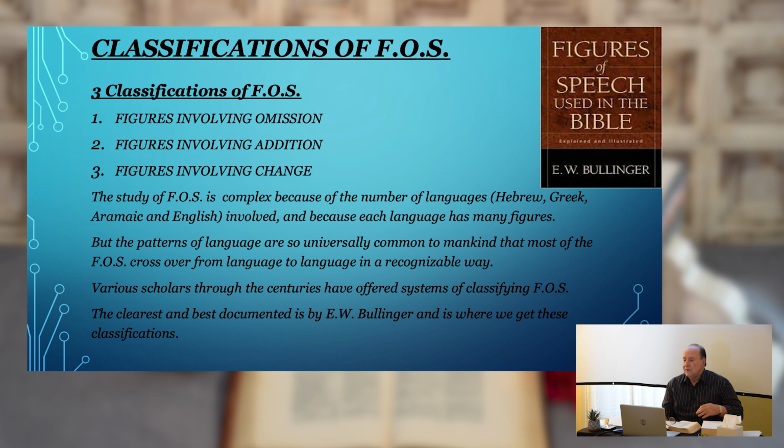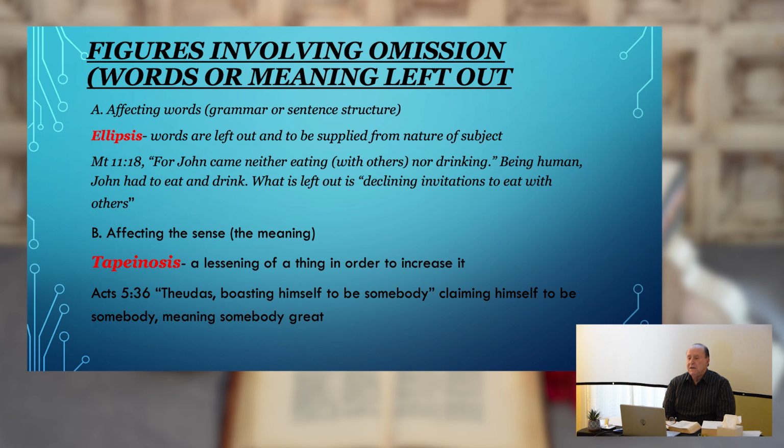So the first one is figures of speech involving omission, words or meaning left out, affecting words, grammar, or sentence structure. And the first figure of speech we're going to look at is ellipsis. These are words that are left out and to be supplied from the nature of the subject.